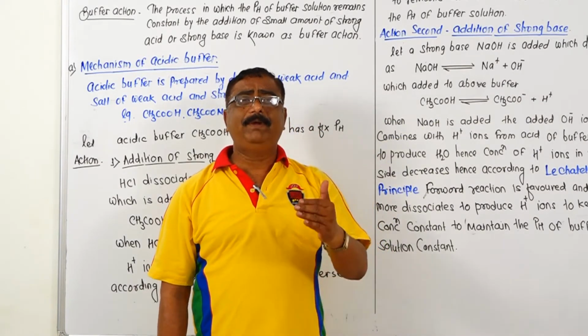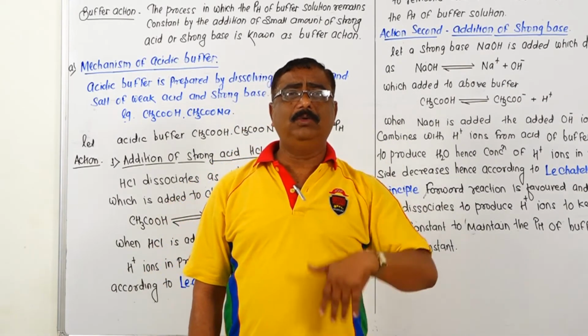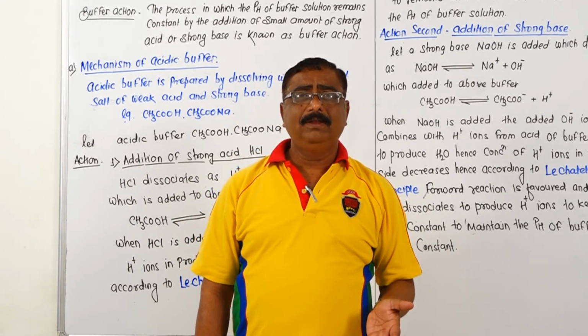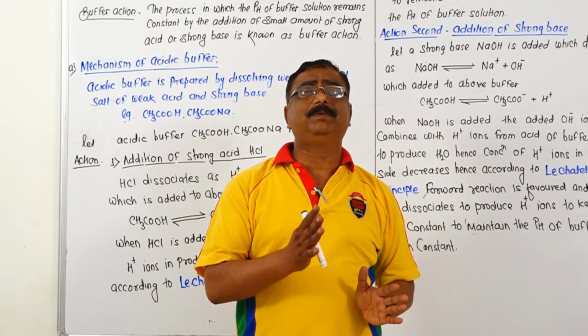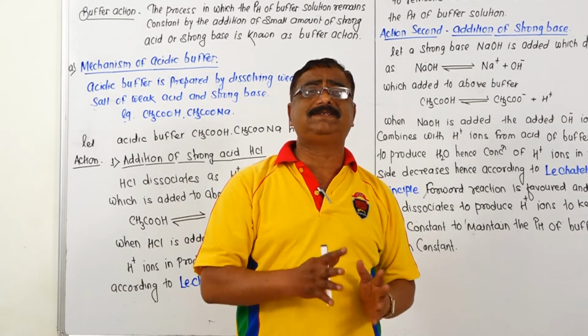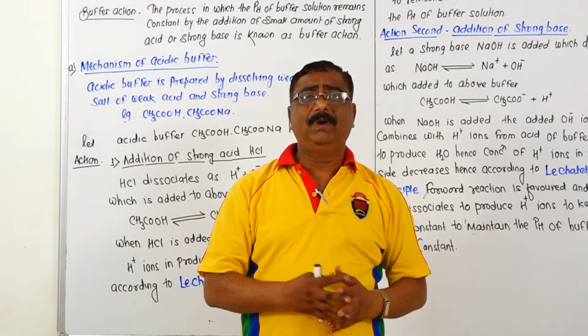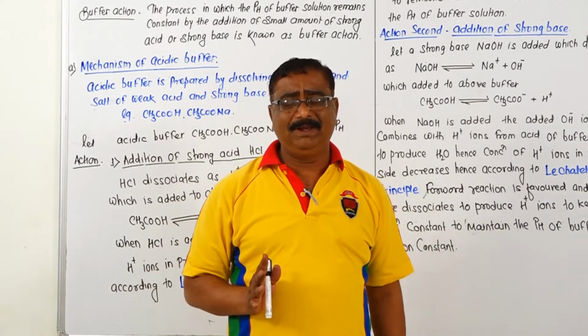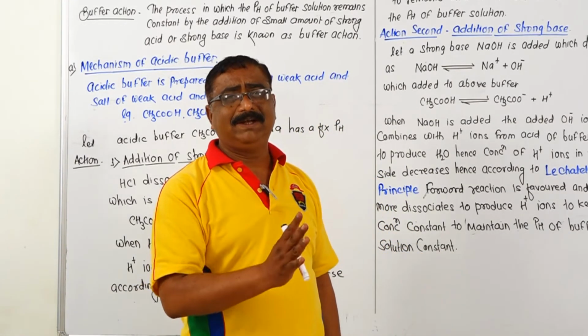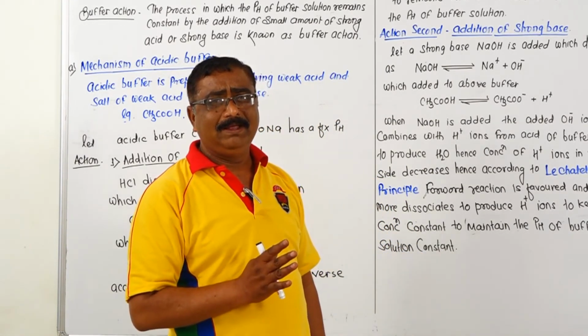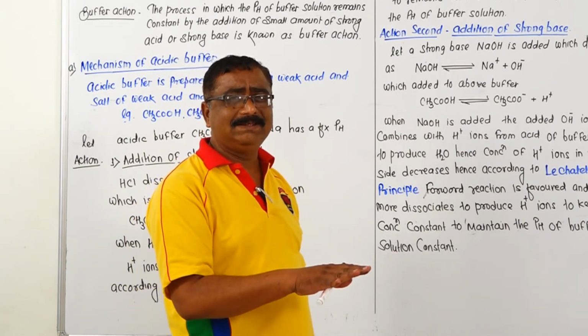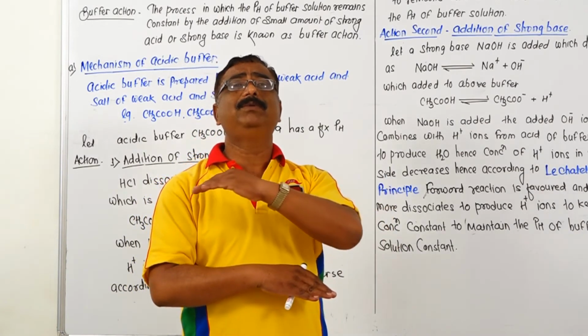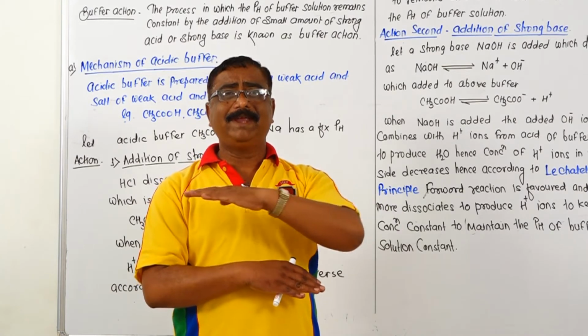So the quantity of water, the solvent, increased in the product side. That means the concentration of H plus ion in product side decreases. What happens? According to Le Chatelier's principle, when the concentration of a particular ion in product side decreases, reverse reaction will be favored. Reverse reaction.